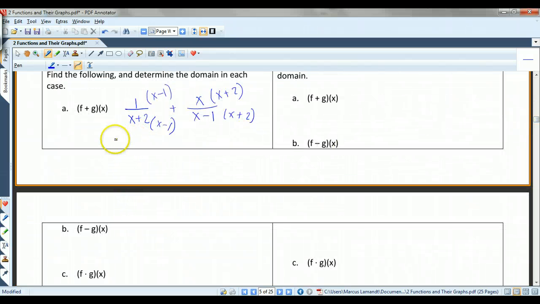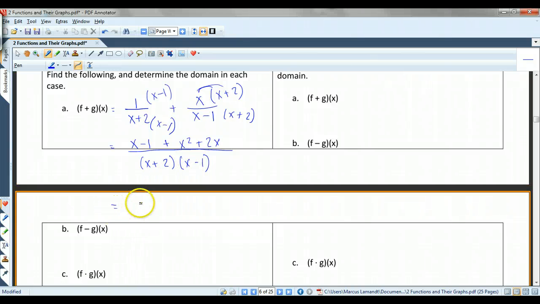Sorry, I didn't give you guys really enough space. So from here I have x minus 1 plus, distribute the x, x squared plus 2x, all over x plus 2, x minus 1. I can combine like terms. x plus 2x is 3x. So x squared plus 3x minus 1 over x plus 2, x minus 1.